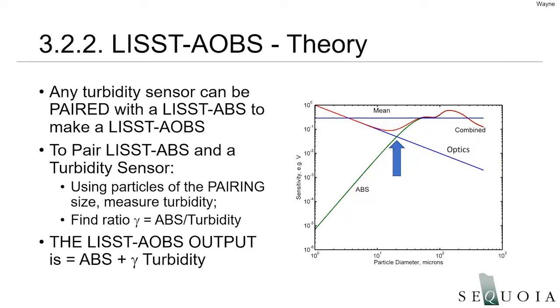The green curve showing the scattering intensity for ABS is fixed because we only have an 8 megahertz ABS, but the blue curve for the turbidity sensor could move up and down depending on the wavelength used. For practical applications, this isn't really going to change things more than a few percent. But if you're going for the highest possible accuracy in the pairing, you would compute that curve for the specific turbidity sensor wavelength and use a pairing factor based on that modified curve.